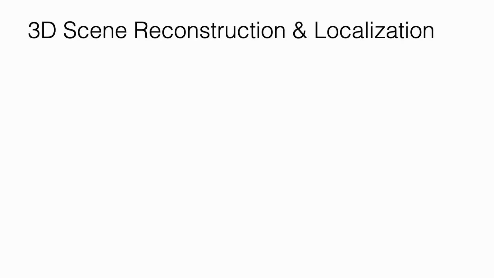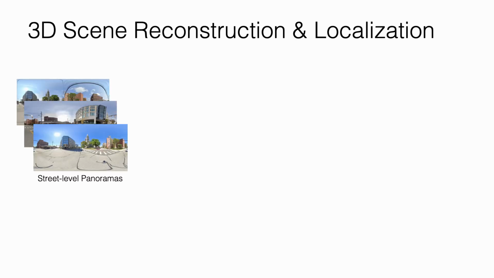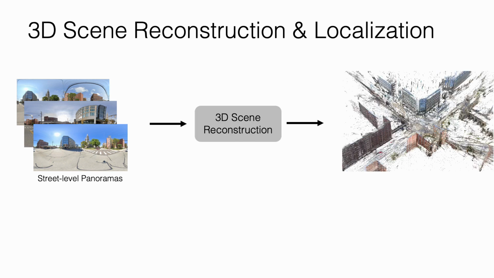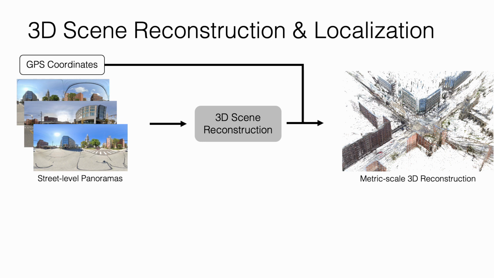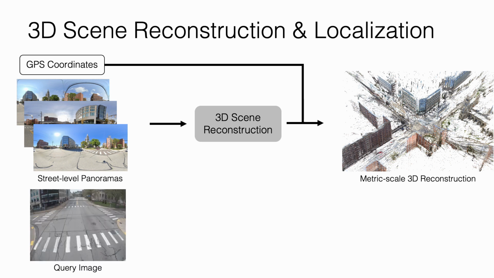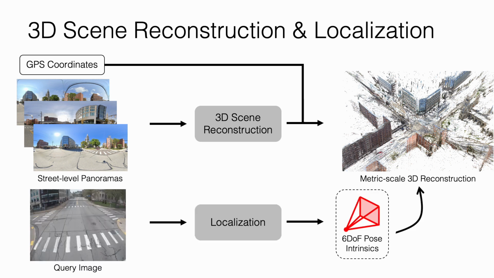In terms of technical method, we follow a standard structure from motion and localization pipeline. First, using street view panoramas, we perform 3D scene reconstruction to obtain an up-to-scale 3D model. The GPS coordinates of the panoramas are then utilized to get metric scale. Next, given a query image from one of the traffic camera streams, we perform camera localization to obtain the extrinsics as well as the intrinsics with respect to the 3D reconstruction that we just built.